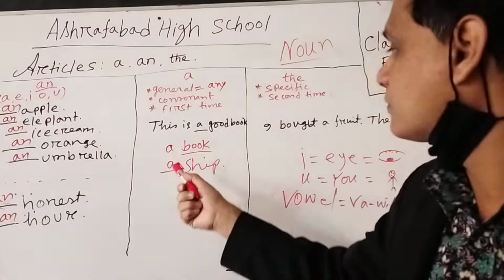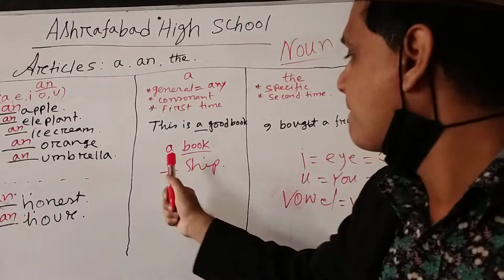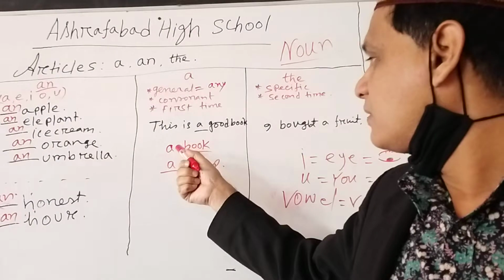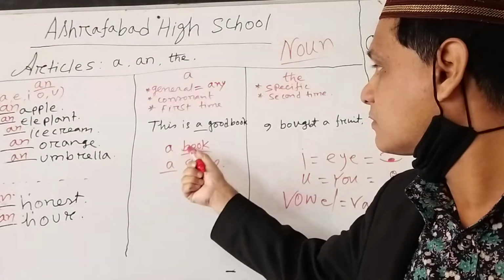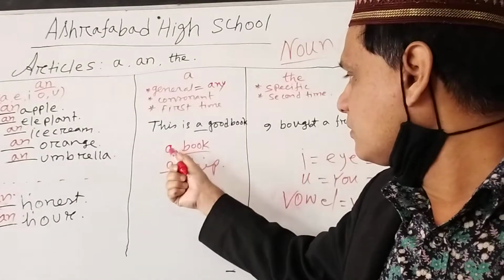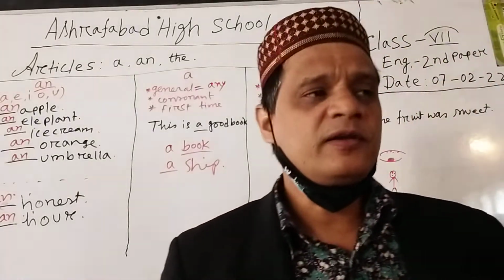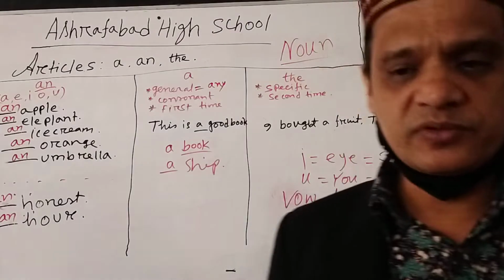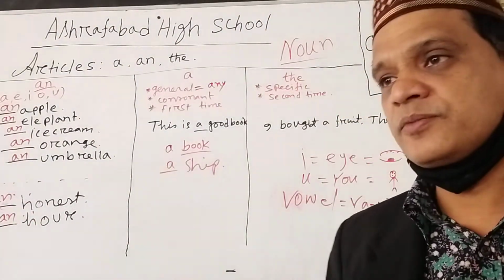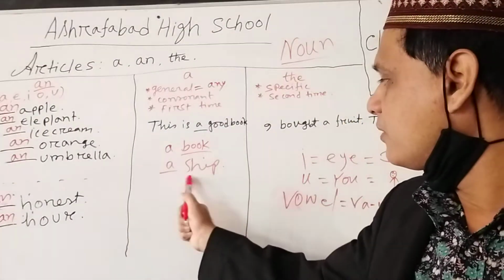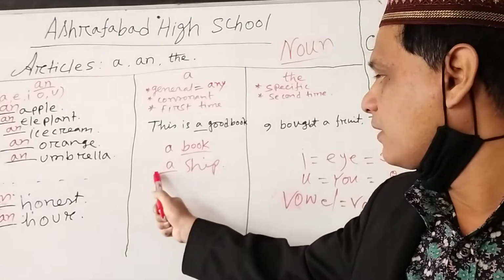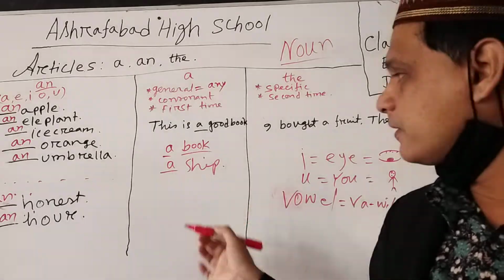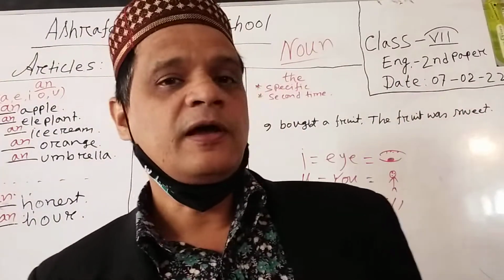Here are two examples: a book, a sheep. Here book is beginning with B, a consonant. A book. I didn't mention any definite book. Any of the books would do here. Sheep, any of the sheep would do. Sheep is beginning with S. So we use A here. Before book we use the article A, before sheep we use the article A.